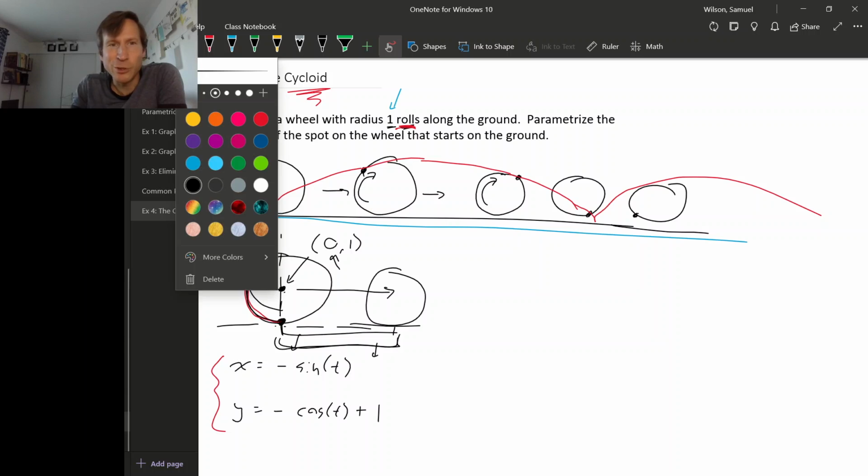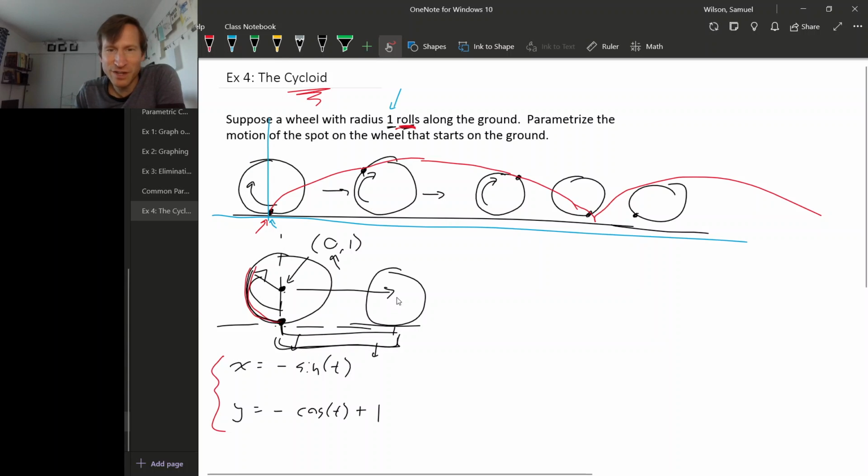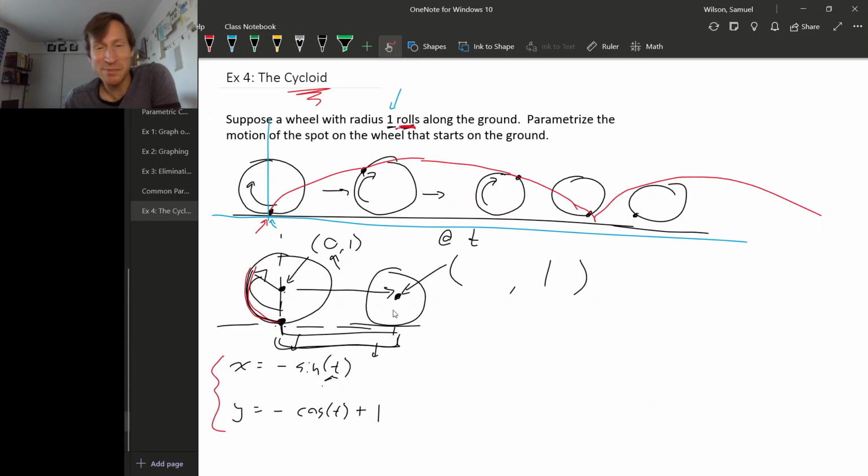So what we need to do to figure out the position of the center of the wheel at time t, we need to figure out at time t how far this wheel has rotated, or what is the arc length along the perimeter of this wheel as it's rotated through an angle t. Well, the height of the center of the wheel is 1, so that one's easy. But what about the x-coordinate?